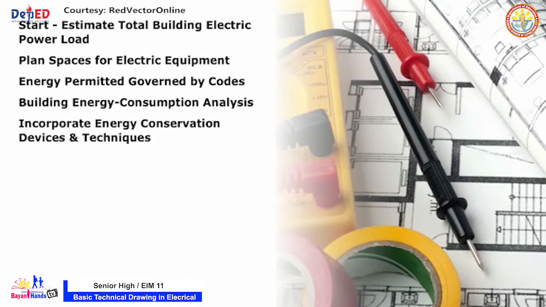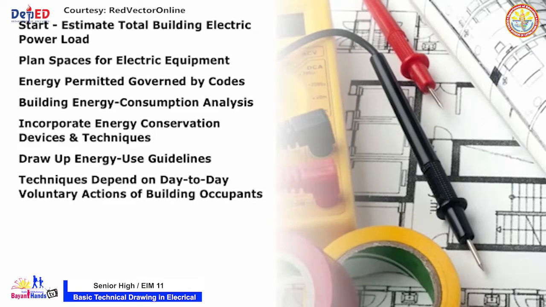The engineer will incorporate energy conservation devices and techniques and draw up energy use guidelines to be applied when the building is occupied. These techniques depend on the day-to-day voluntary actions of the building's occupants, which are hard to determine during the planning phase.